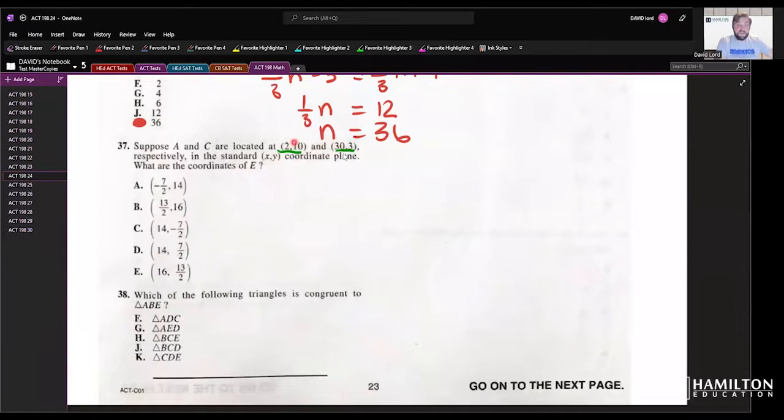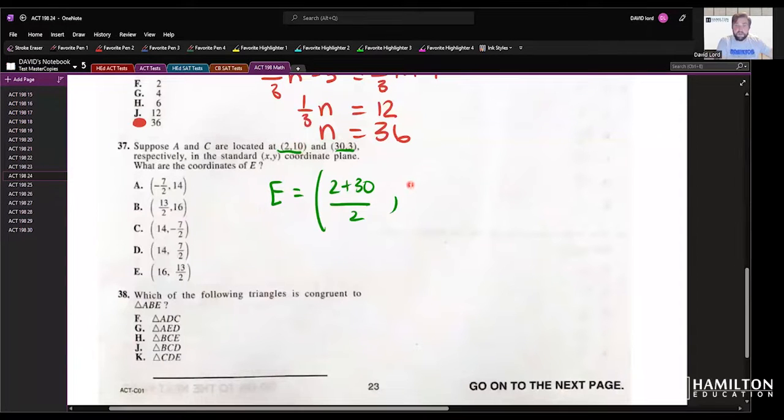So I'm going to jump straight into it. We're going to do the average of the 2 points. So the sum of the x's is going to be 2 plus 30 over 2. And the sum of the y's will be 10 plus 3 over 2. And we can quickly find that the x value is 16 and the y value is 13 over 2. And that's why it was the answer choice E.